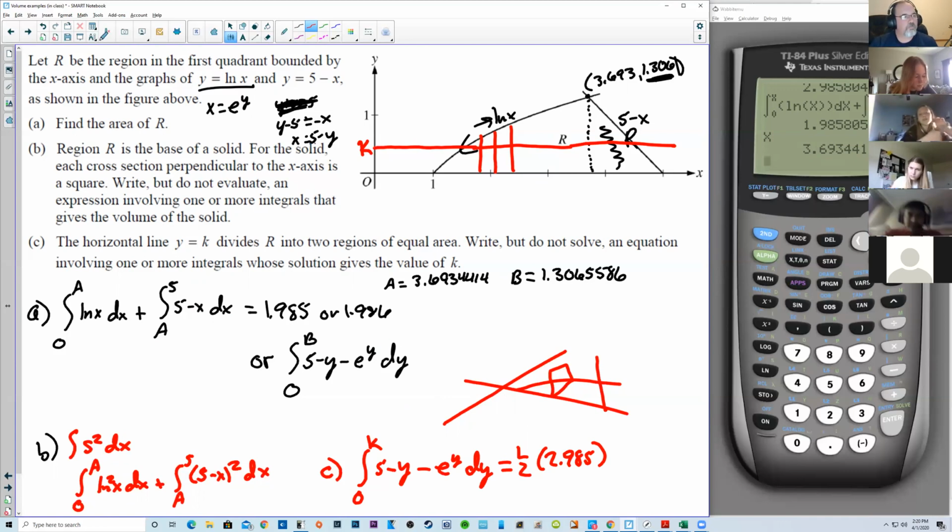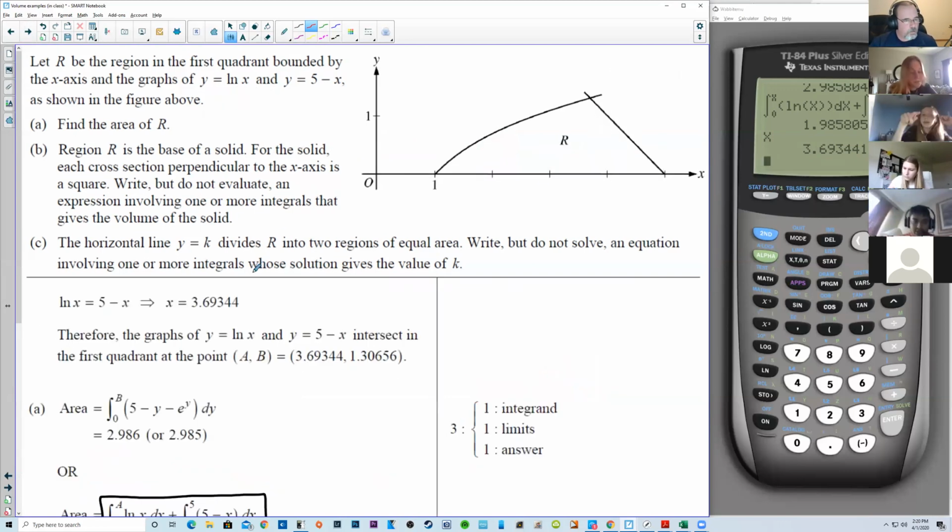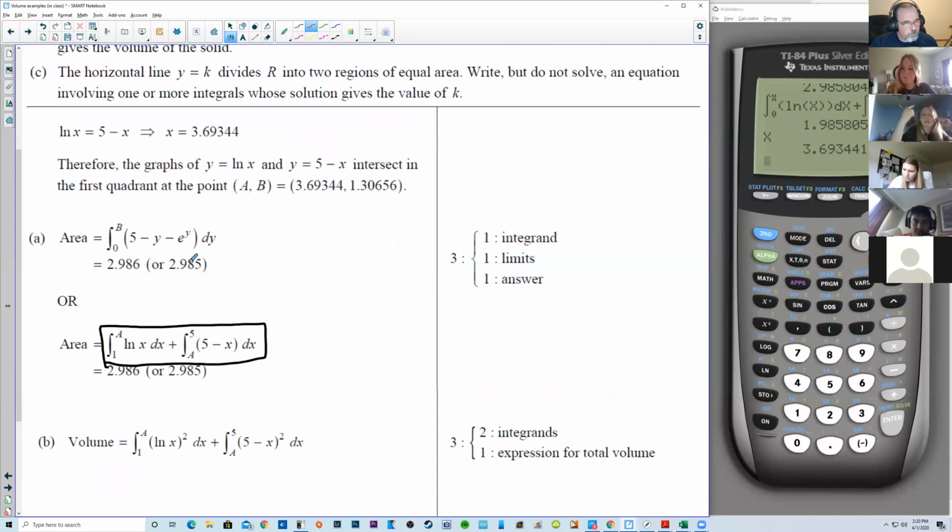Mr. Smith, for A, you do 0 to A, but I think there's the answer. I don't know why I can't get that to work, but I can't.